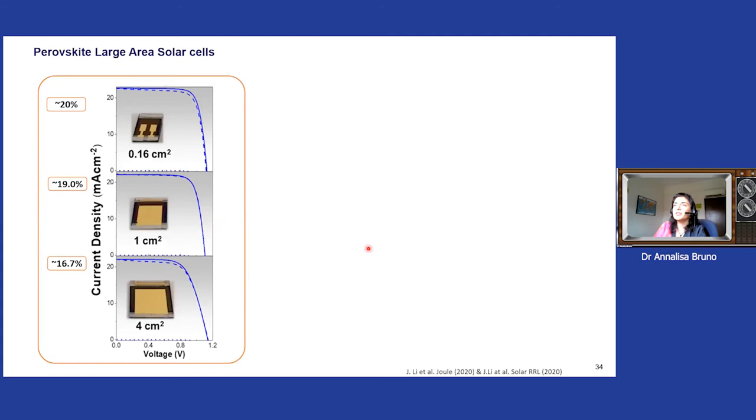So this is the first device that you have seen, the one for which I showed you the optimization. So we are talking about a typical area of about 0.16 centimeter square. When we scale up to 1 centimeter square and 4 centimeter square, what we can see, if you have a look at this graph, even if you are not familiar with solar cells, the information that you need to know is that this is a current as a function of voltage. So when you are at voltage zero, you see the current that is flowing in the cells. So basically, you can see that if you compare the small area cells and increasing the area, this value of the current does not decrease.